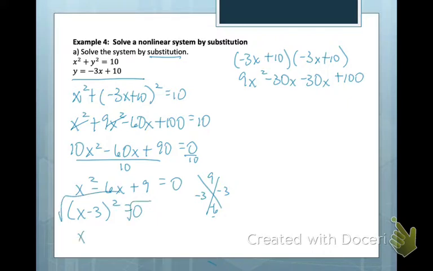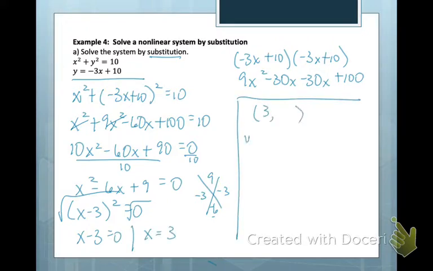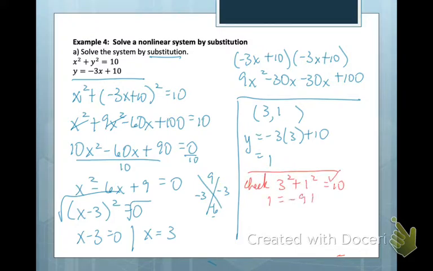So solving, we end up with one x solution, x equals 3. So this nonlinear system intersects in 1 point. Let's plug our x value into our second equation in the system, and we get the point (3, 1). Now we want to check to make sure that we have a correct solution.